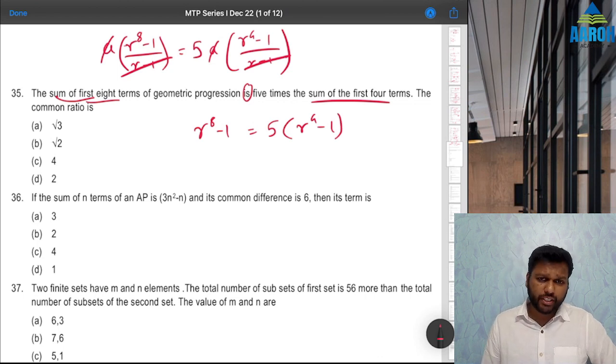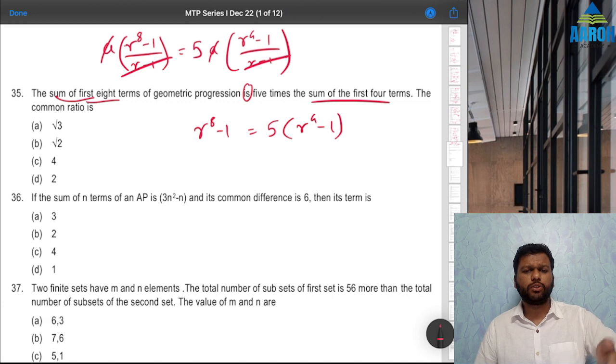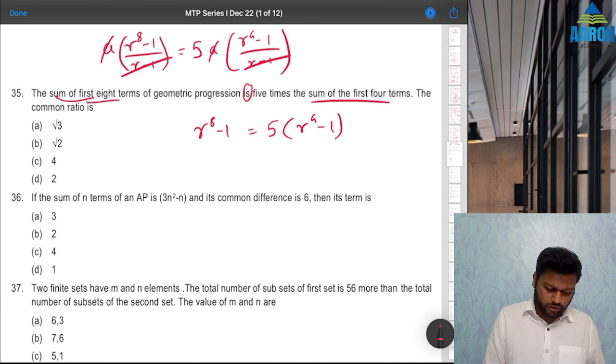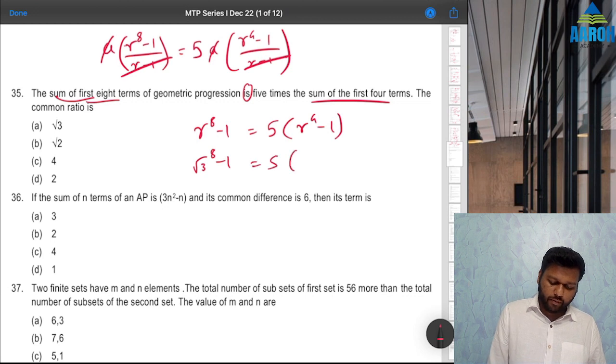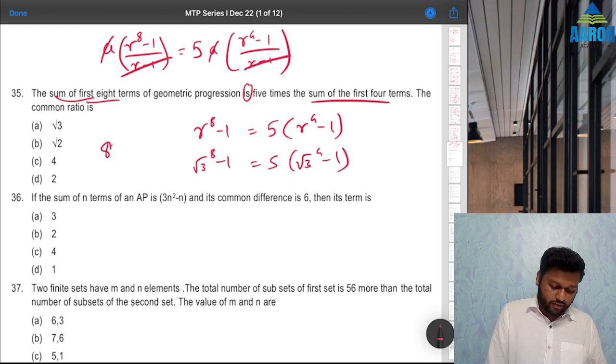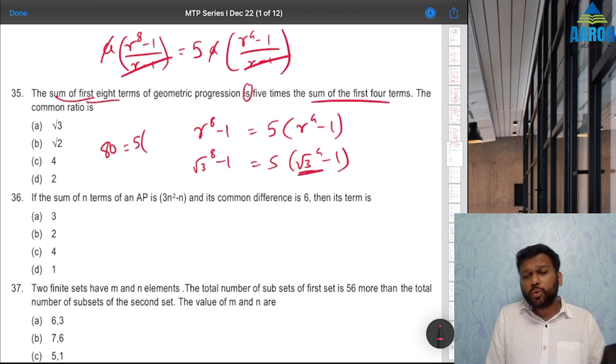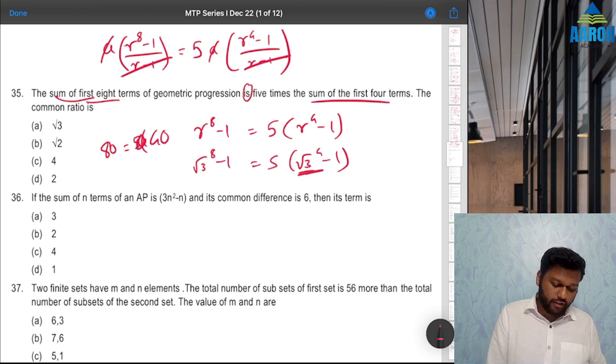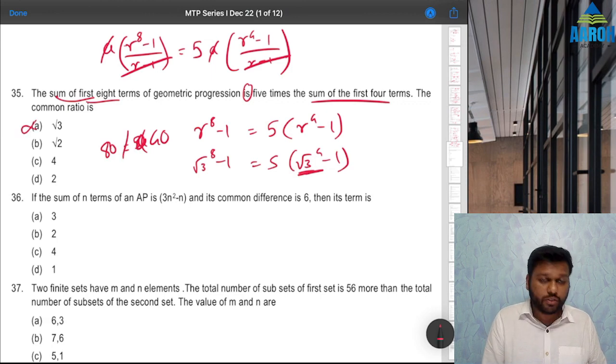We can go by options. If you want, you can go by options now, or you can solve. So if we go by options, root 3 raised to 8 minus 1 is equal to 5 times root 3 raised to 4 minus 1. Root 3 raised to 8 is 3 raised to 4, which is 81. So 81 minus 1 is 80. 5 times root 3 raised to 4 is 3 square, which is 9. 9 minus 1 into 5 is 40, right? So 80 is not equal to 40. Option A is not correct.